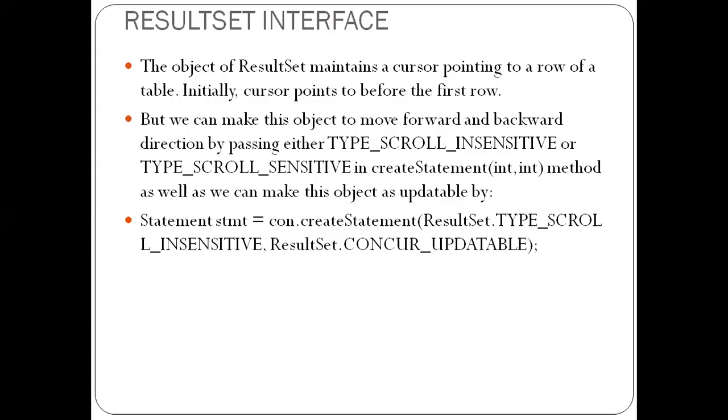As well, we can make this object updatable by Statement stmt = con.createStatement(ResultSet.TYPE_SCROLL_INSENSITIVE, ResultSet.CONCUR_UPDATABLE). So this is about the ResultSet interface. ResultSets are of two types: non-scrollable ResultSet and scrollable ResultSet. And scrollable ResultSets are again divided into sensitive scrollable ResultSets and insensitive scrollable ResultSets.